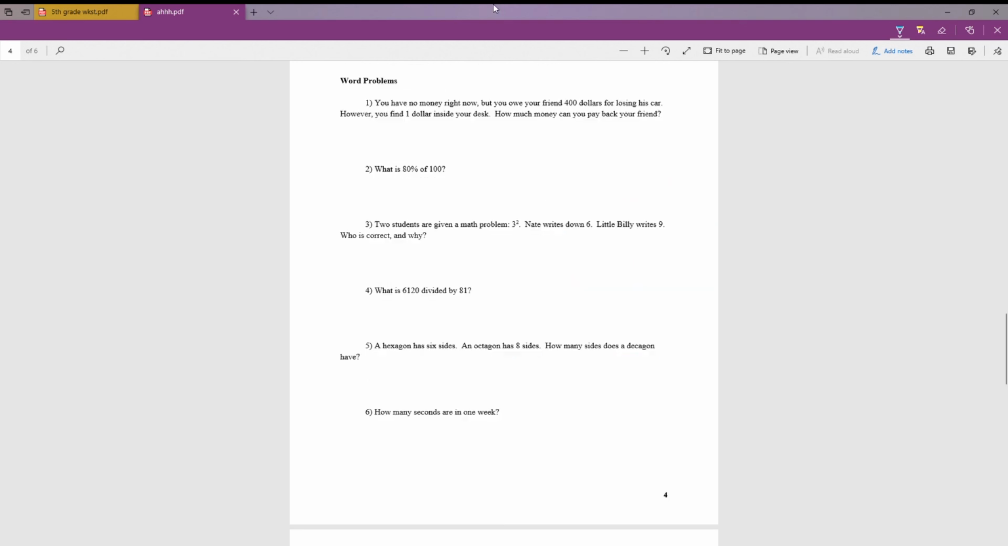Lastly, we have the word problems. At this point, you should know how these go. Go ahead and try them if you can, but if you get stuck, feel free to skip that one and move on.